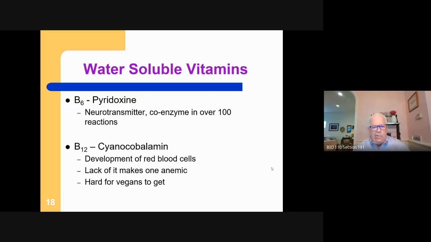Vitamin B12, you already learned about vitamin B12. Vitamin B12 is cyanocobalamin. It is involved in the development of your red blood cells. Lack of it makes you anemic. This is the vitamin that if you are a true vegan, it's almost impossible to get from eating vegetables. You must take a supplement if you are a vegan to give you vitamin B12. You can't get enough B12 from vegetables and fruits.